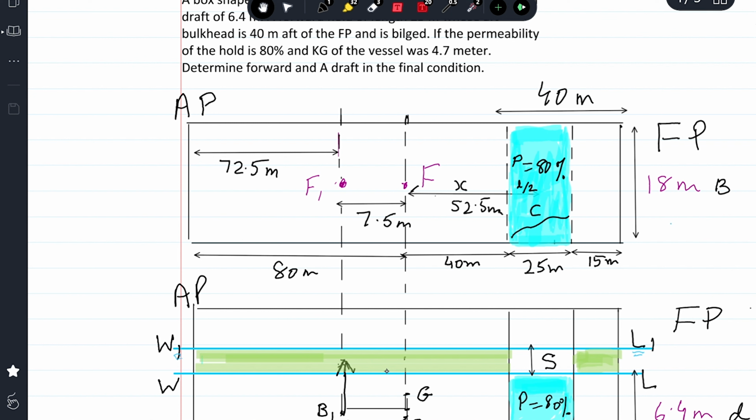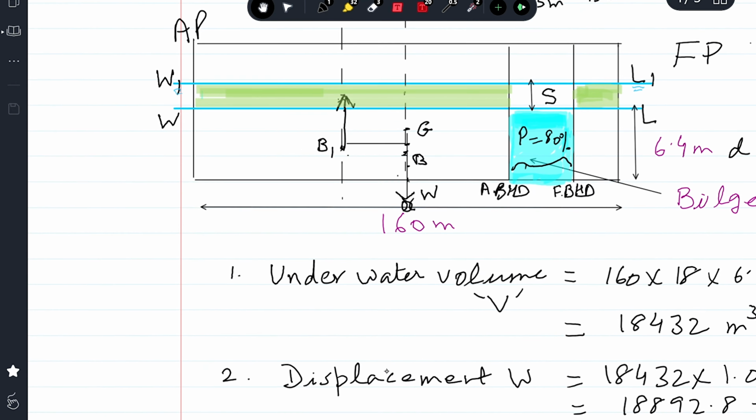So we have 7.5 plus 40 plus 12.5. This total, if you take from F1 to the centroid of this hole, the center of gravity of this hole, will be 60 meters. It's just simple arithmetic which you can find.